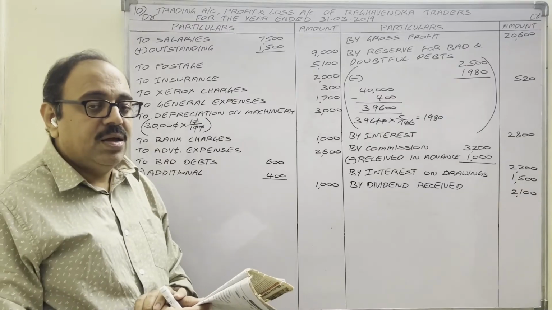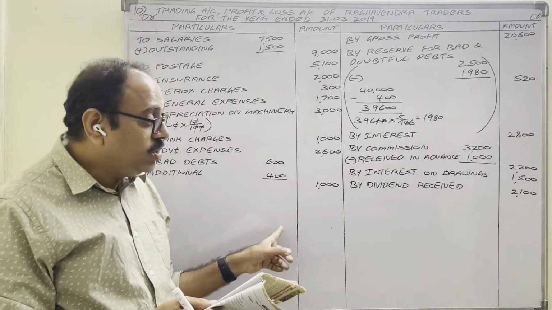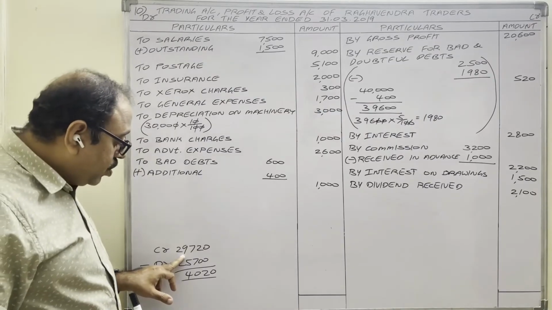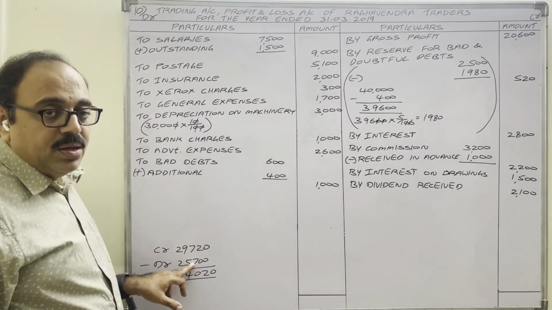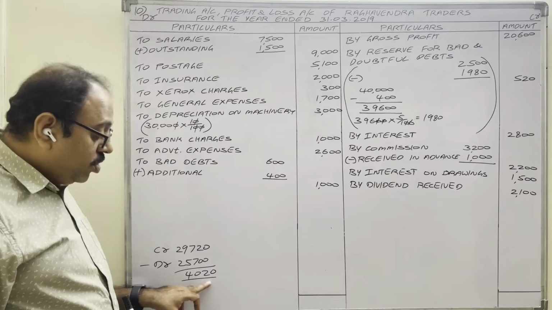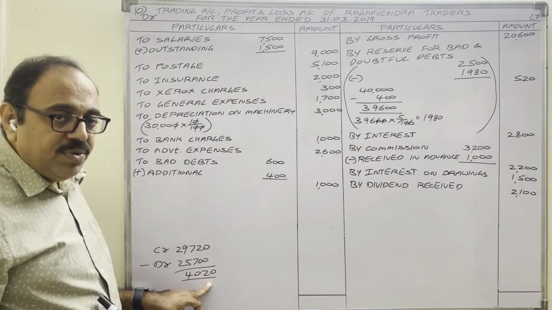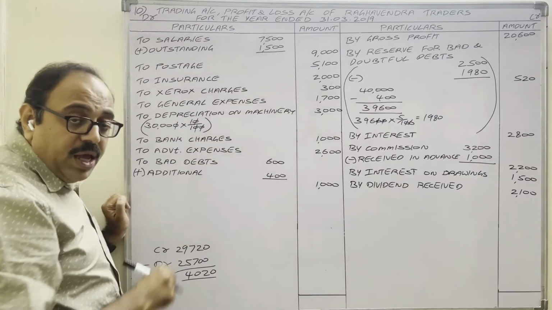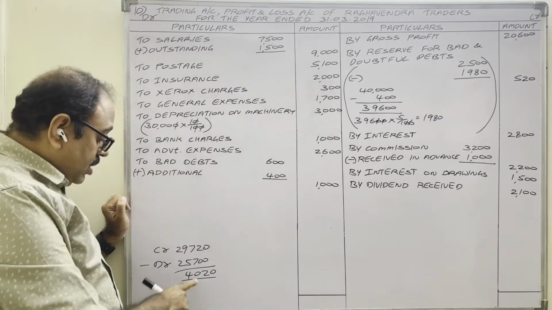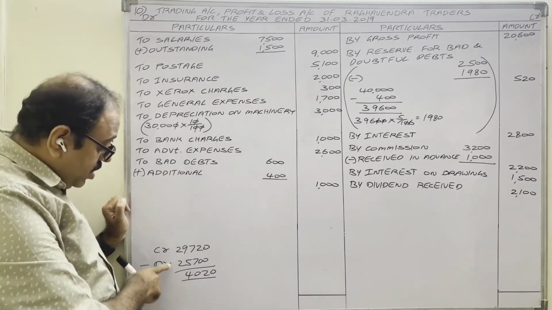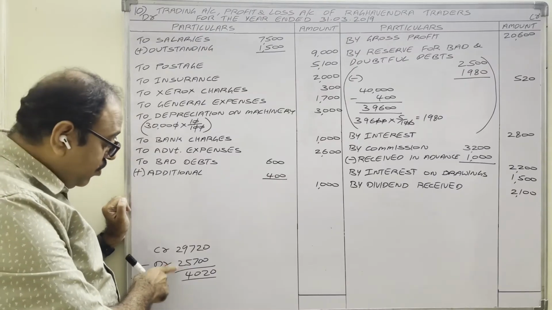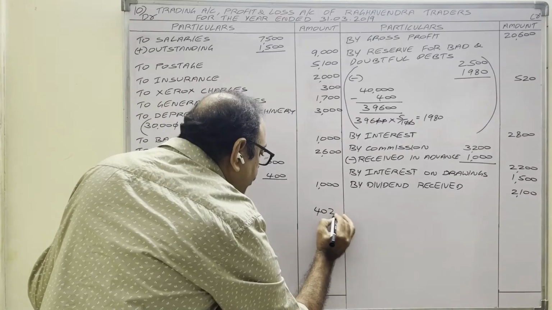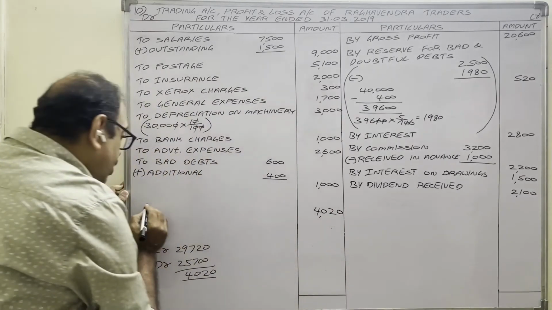Now finally, like trading account, here also two side totals we have to calculate in rough work. Credit side total is more than debit side total. Difference 4020 is profit, no? Because on the credit side we wrote incomes and gains, on the debit side expenses and losses. Now this profit, debit side total is less, therefore debit side we should show 4020.